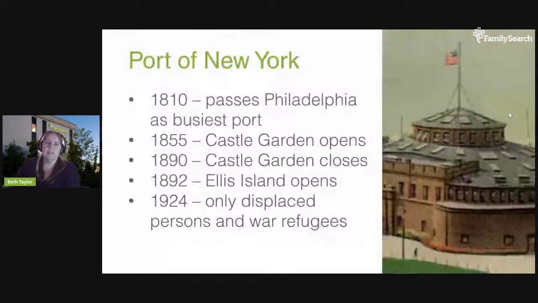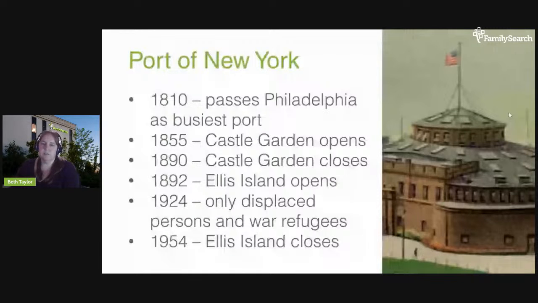So really, Ellis Island is only in effect from about 1890 to 1924, which is its heyday, when a lot of immigrants came through that port. If your ancestor came before or after, their immigration story is slightly different than the Ellis Island experience. And then Ellis Island officially closed in 1954.